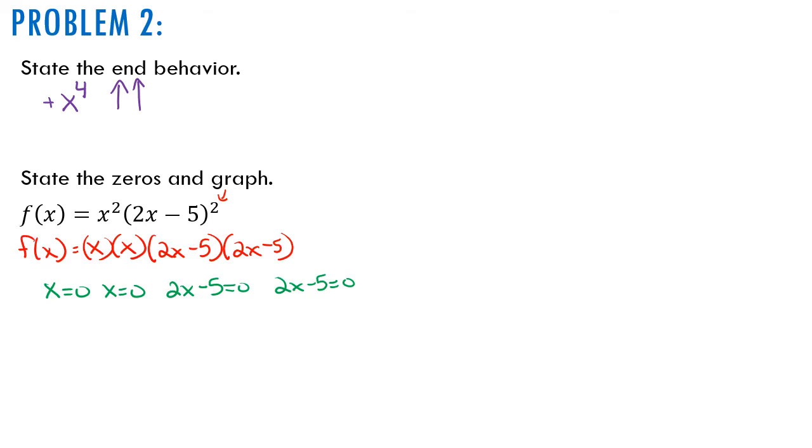And now I go ahead and solve. So x equals 0 is already solved for us. Here I would add 5 to both sides, so I have 0 plus 5 is 5. Divide both sides by 2, and that's going to give me 2.5. The same thing is going to happen on this one. I'm going to end up with 2.5.